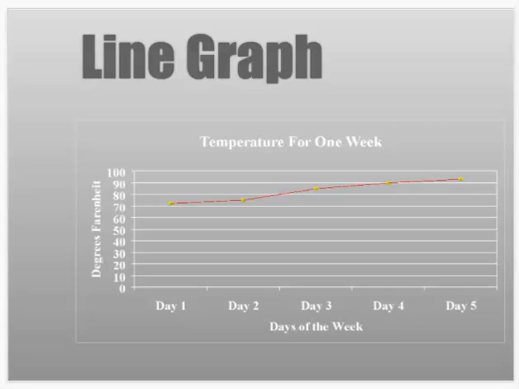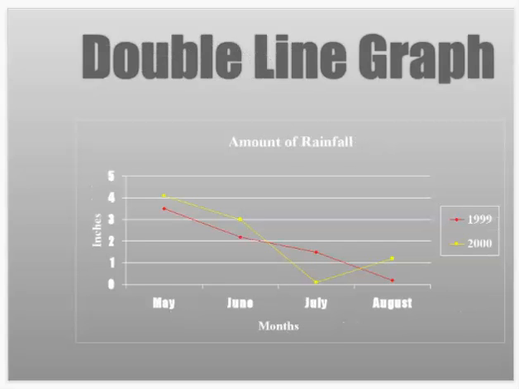A line graph. A line graph is also numerical data, and this time it's important that you see that we connect these dots, meaning this is continuous data, so it's data over time. So temperature for 1 week, you can see that the temperature ranged from in the 70s all the way up into the 90s. You could also have a double line graph. This is the amount of rainfall, and these are in 2 different years. So that's a nice way to compare those.